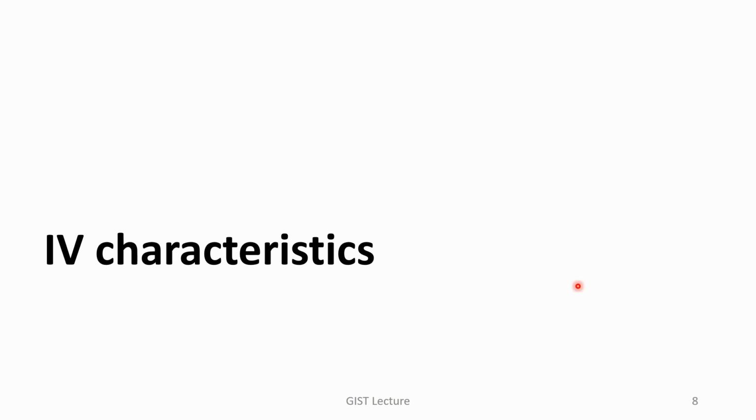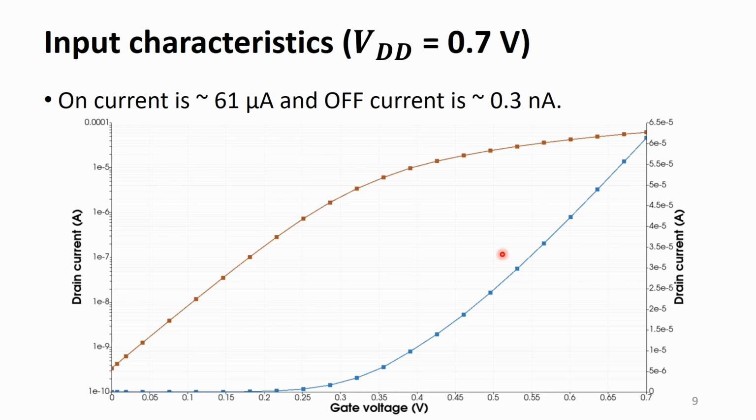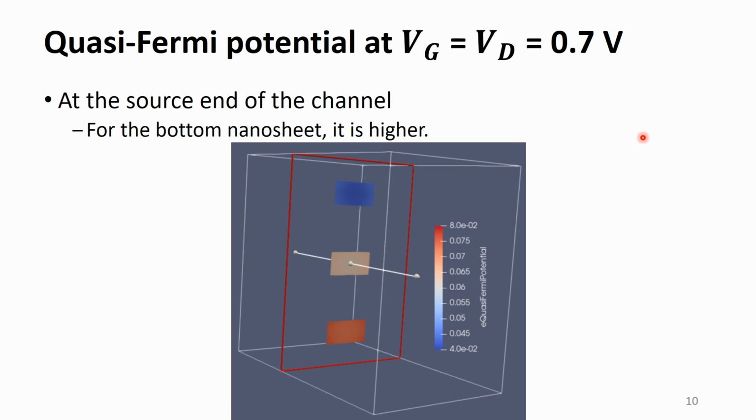Its IV characteristics are shown. The input characteristics at a drain voltage of 0.7 V are shown in this slide. When the off current is below 1 nanoampere, the on current is about 61 microamperes.